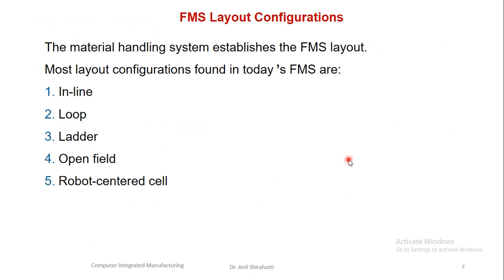So next is the FMS layouts. There are 5 types of layouts available which are most popular. First is the inline layout, loop layout, ladder layout, open field layout, and robot centered cell. So these are the 5 layouts. We will see all these layouts one by one.